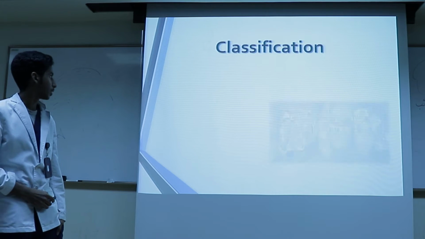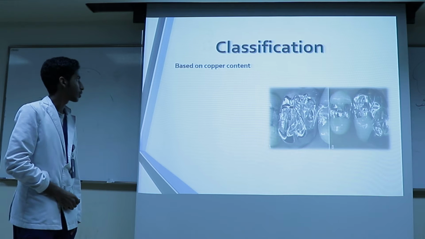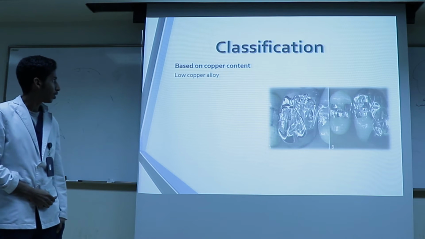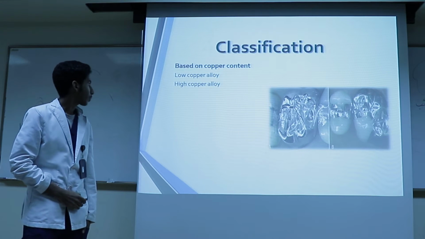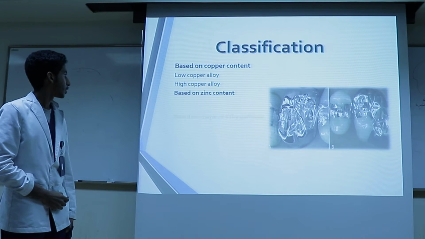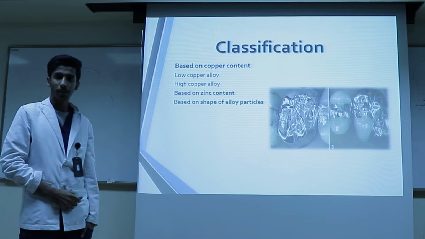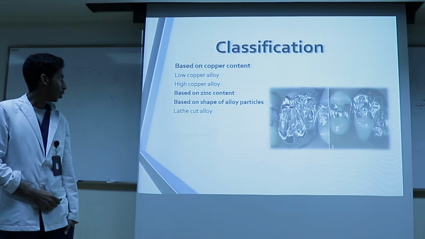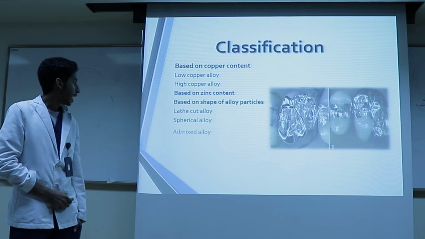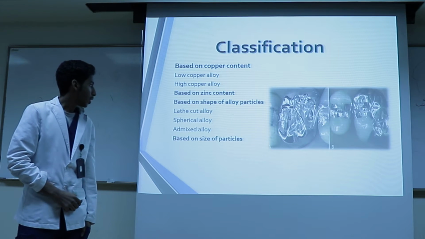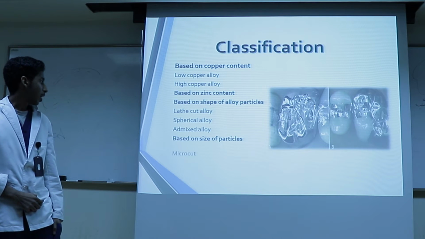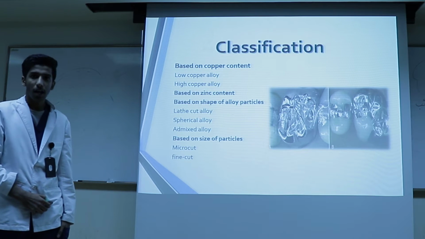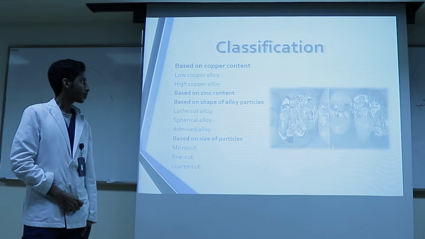Classification of amalgam based on copper content: either low copper alloy or high copper alloy. Based on zinc content. Based on shape of alloy particles: lathe cut alloy, spherical alloy, and admix alloy. Based on size of particles: micro cut, fine cut, and coarse cut.